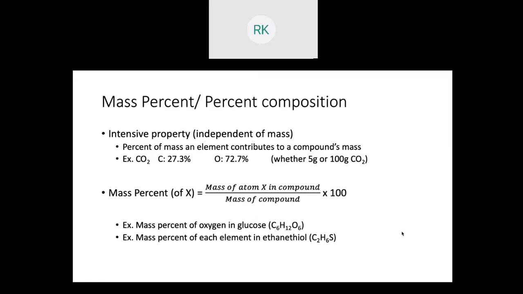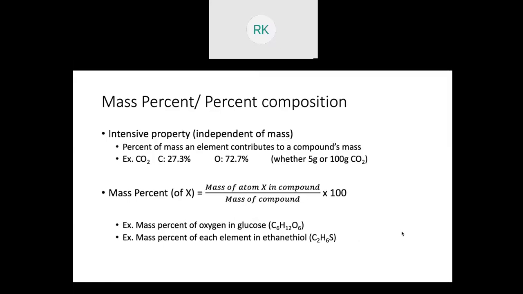And so there are two example problems that we're going to go over before we do a very, very quick sign-in activity. The first is, what is the mass percent of oxygen in glucose? So glucose is C6H12O6. And here we're only asking for the mass percent of oxygen.